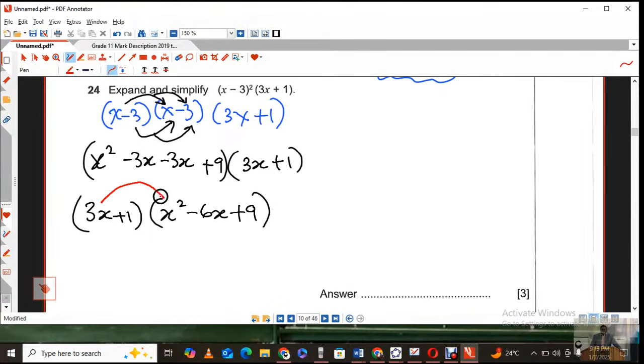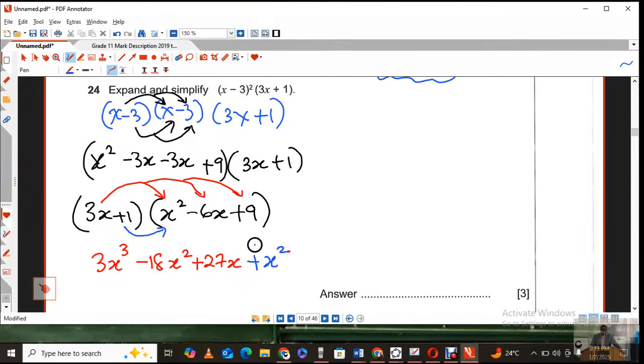So again, that gives you 3x cubed. That 3x times that gives you minus 18x squared. That 3x times 9, 18, 27, gives you plus 27x. So let's come to the second term. We have 1 times that. Of course, 1 times anything is just going to be that. And then we have 1 times negative 6, that's minus 6x. And you have 1 times 9, which gives you 9.